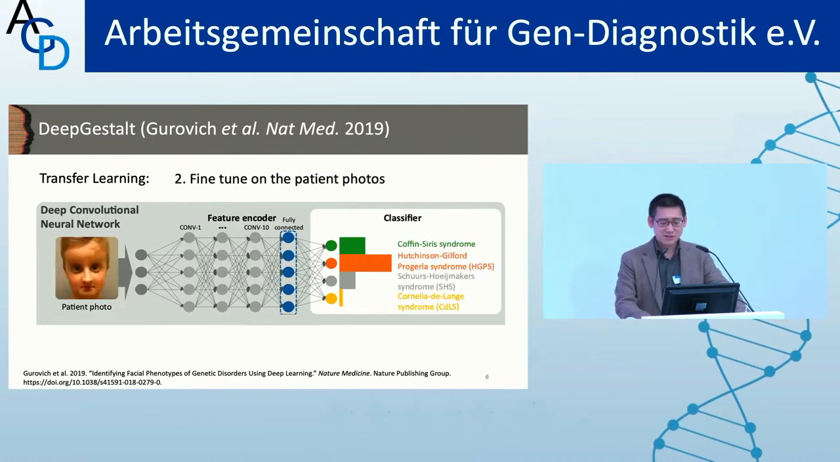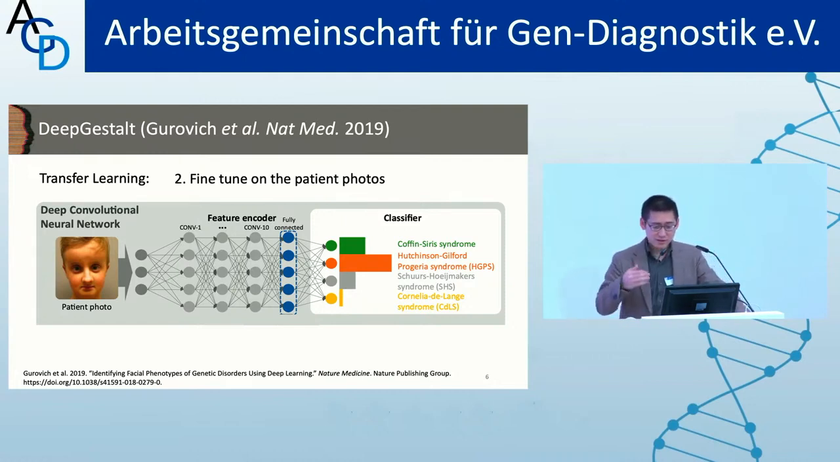Then the second step is that we replace the last layer. We try to distinguish different disorders. For example, here we replace the last layer by the different disorders, and originally, the last layer is the different persons. So here we further train the network with around 21,000 patients' photos and with around 300 disorders.